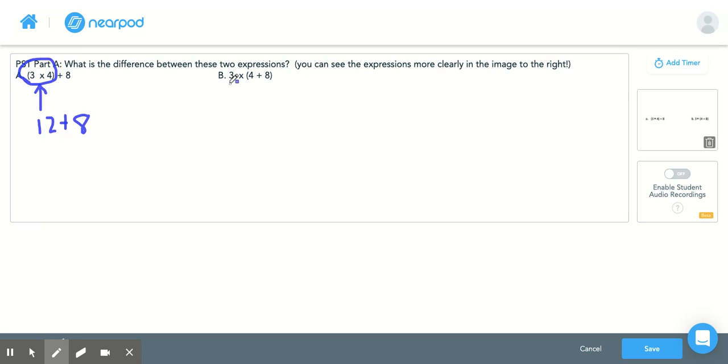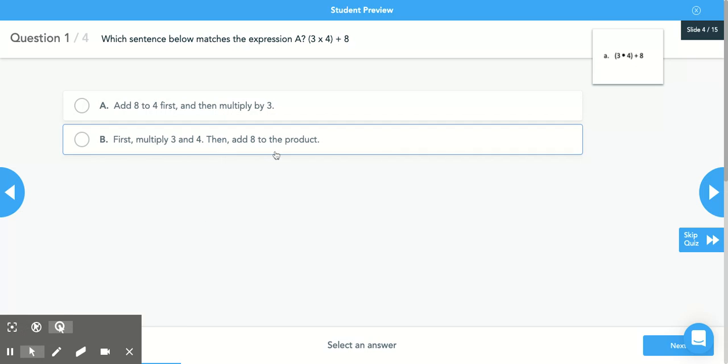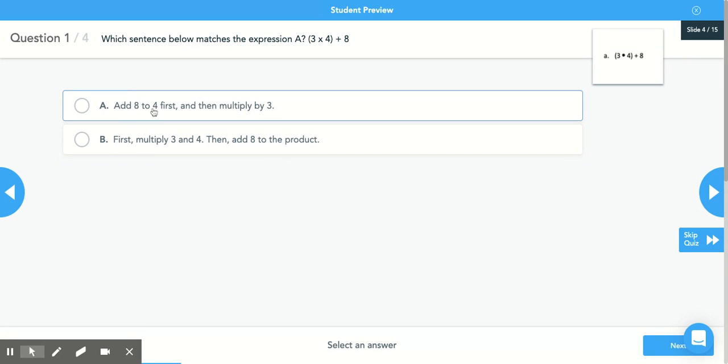Even though the same operations and the same numbers are used in expression B, the parentheses are around the sum. So because the sum is a grouping, we need to first determine the sum before we can multiply by 3. So we get very different answers to these two expressions because the parentheses around the groupings tell us what needs to happen first. As we can see here, we're adding transition words into our statements.